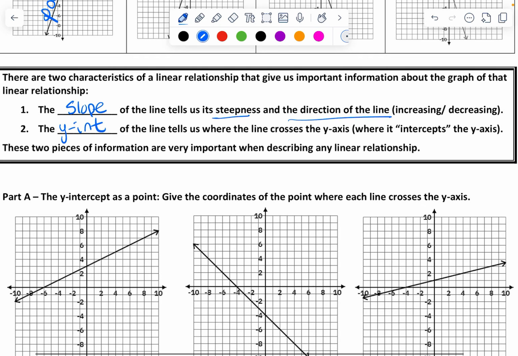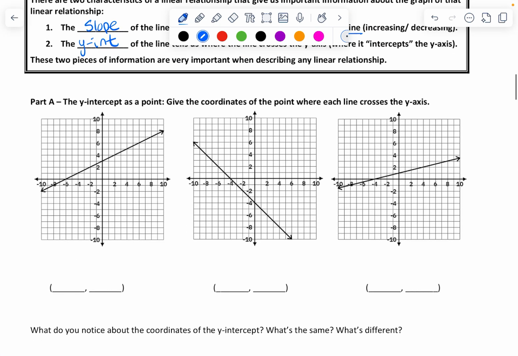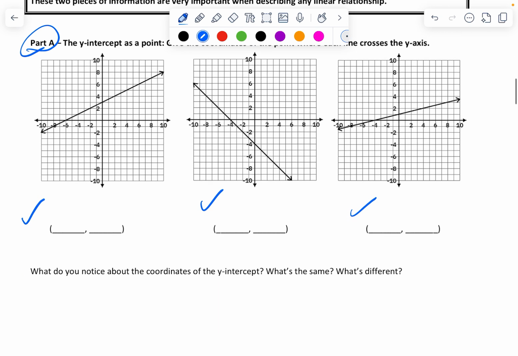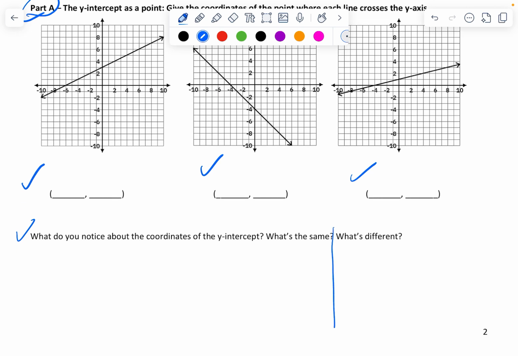One more time, I want to see if you can take a look at part A, find your y-intercept, and then it's going to ask you, what do you notice about the coordinates of that y-intercept? What is the same? I want you to make a t-chart, and then what's different? Ready to press play, press play.